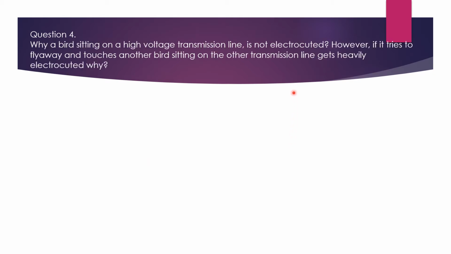Question number 4. Why is a bird sitting on a high voltage transmission line not electrocuted? However, if it tries to fly away and touches another bird sitting on the other transmission line, it gets heavily electrocuted, why?